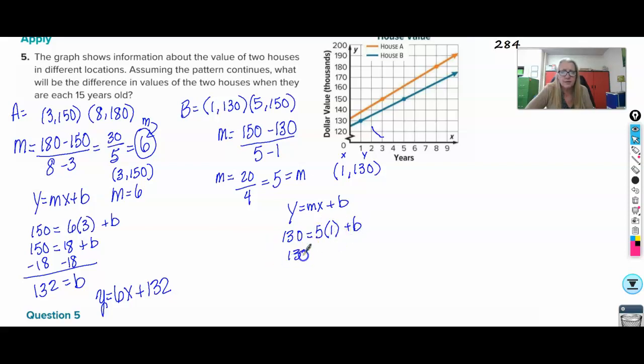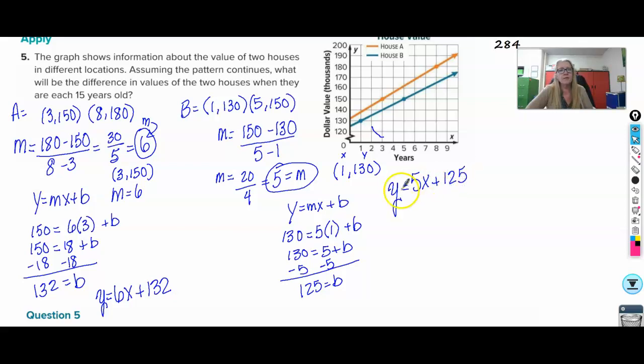So we have 130 equals 5 plus b, subtract 5 from both sides, and we get 125 is B. So house B is increasing each year by 5, so that's our rate of change, 5x, and its initial value was 125. Okay? So now we have our two equations. This is house B, and this is house A. But we're still not done, okay?